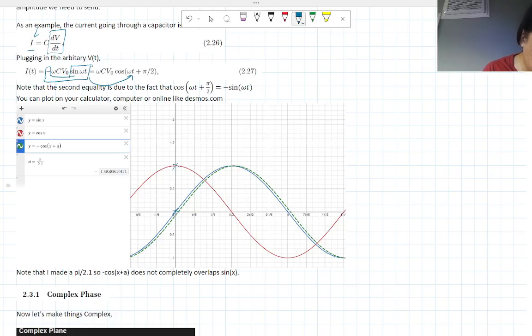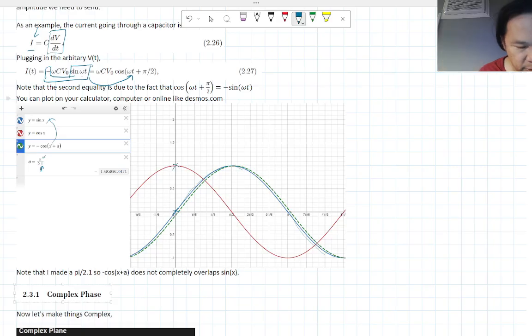But if I plot negative cosine of x plus a, where I make a pretty close to pi over 2, because if I make it exactly pi over 2, the two plots will exactly overlap each other and you won't see both of them. So I shifted it a little bit, just to make it slightly different. With this phase shift of almost pi over 2, it basically switches the cosine function into a sine function, so you can see that they are comparable to each other.